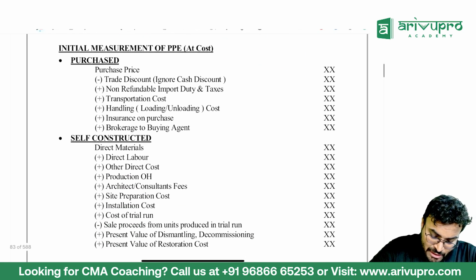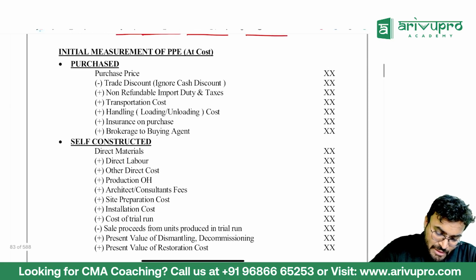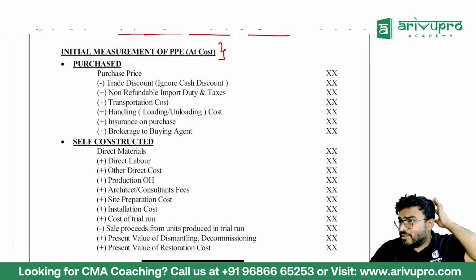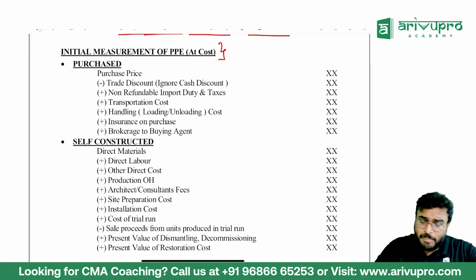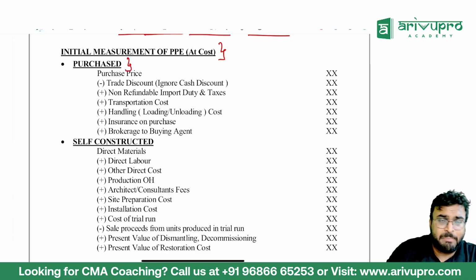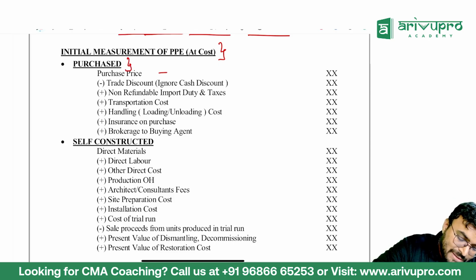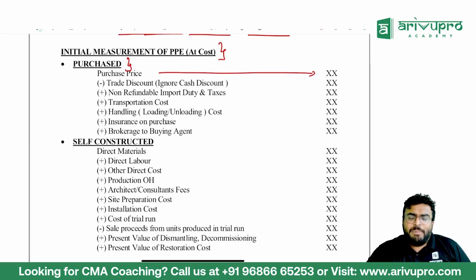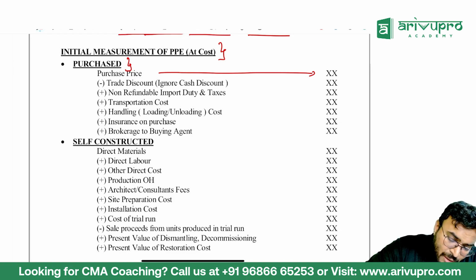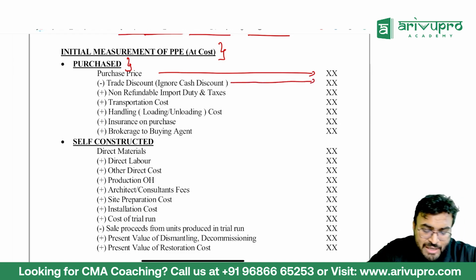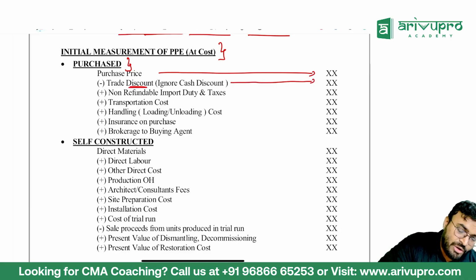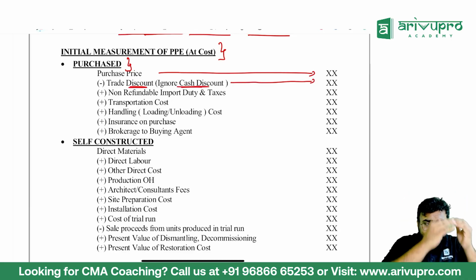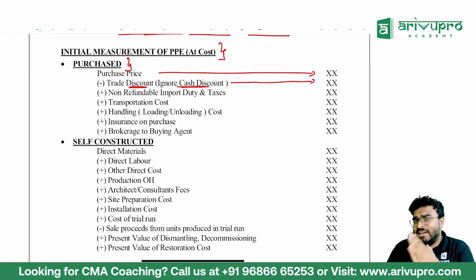Next, initial measurement of PPE. How are you going to record the PPE is the question. If it is a purchased PPE, all these things you have to add. Purchase price. I have spent some money on purchasing one asset. Okay, but I have asked for some discount, trade discount, ignore cash discount. We have already discussed in chapter number 1. Trade discount you will reduce, cash discount is a separate thing. You will pass entry for that.